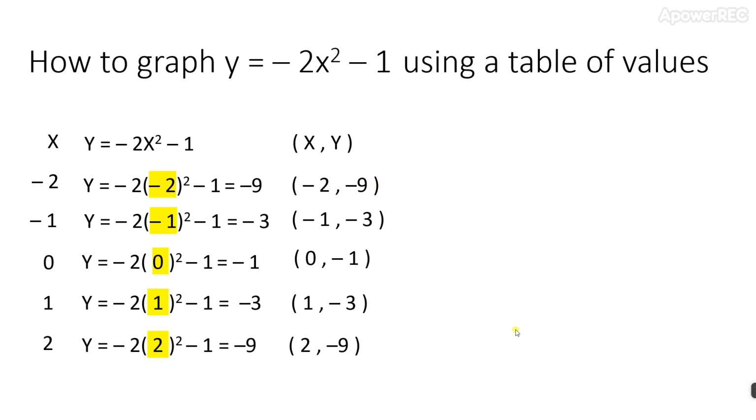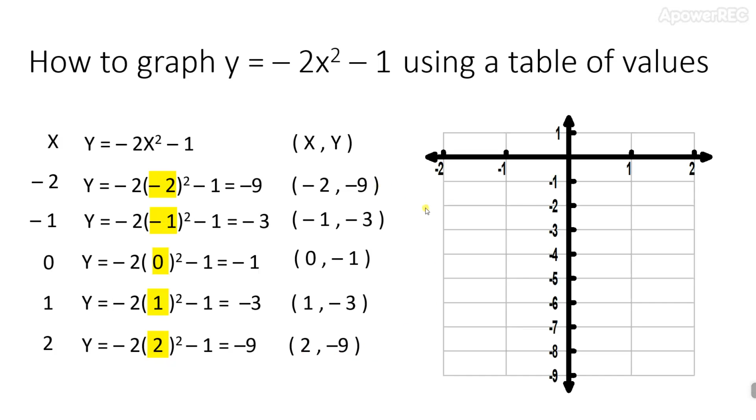Step 2, let's plot the points on a Cartesian grid. So for the first point, we go 2 to the left and 9 units down. For the next point, we go from the origin 1 to the left and 3 down. For the vertex, we start at the origin and go 1 down.